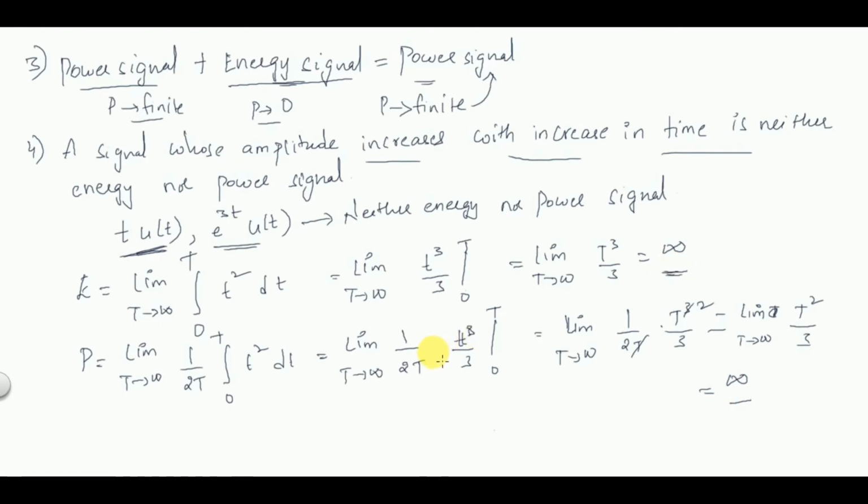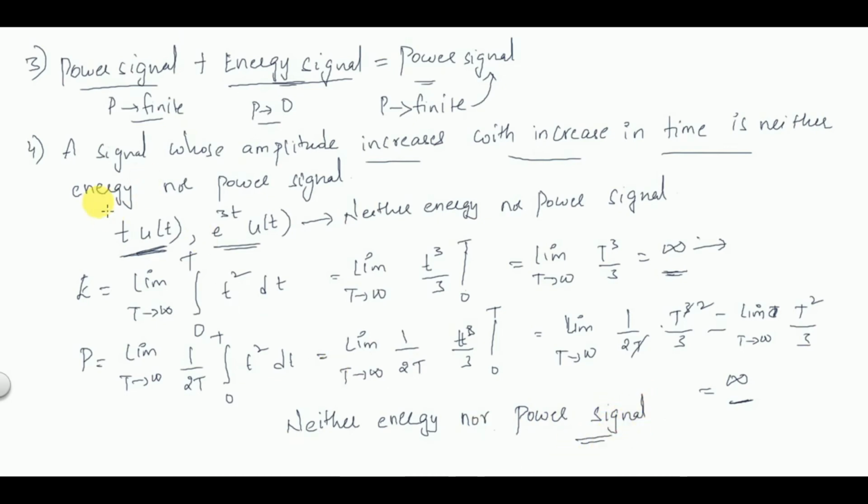Okay, so both the cases are not satisfied. A signal is said to be an energy signal if energy is finite. Since energy is infinity, it can be a power signal, but power should be at least finite. So here power is also infinity. So it is neither an energy nor a power signal.